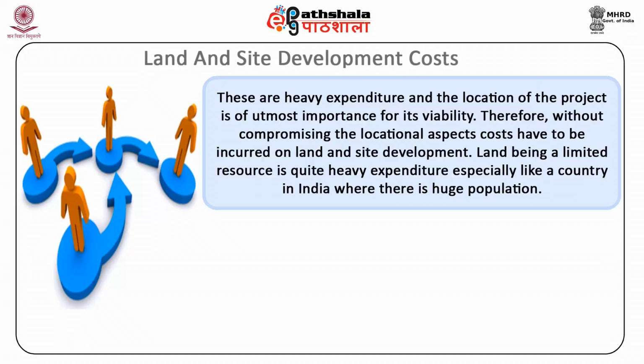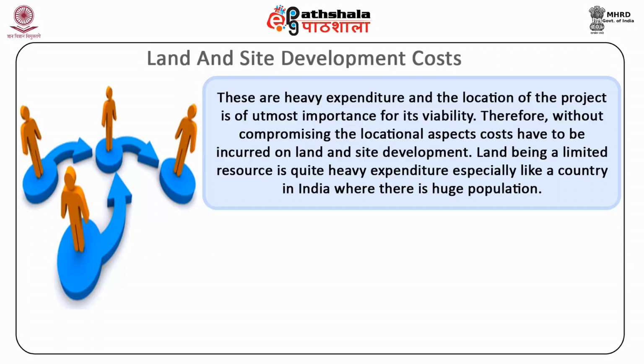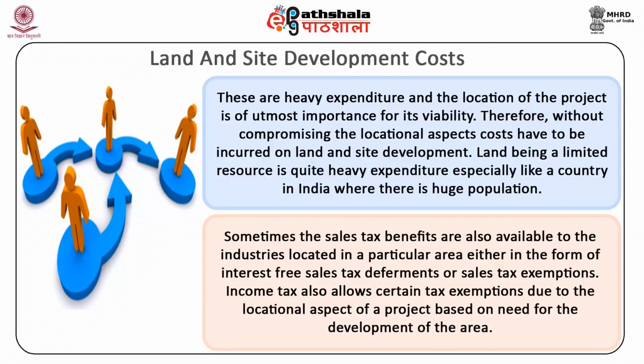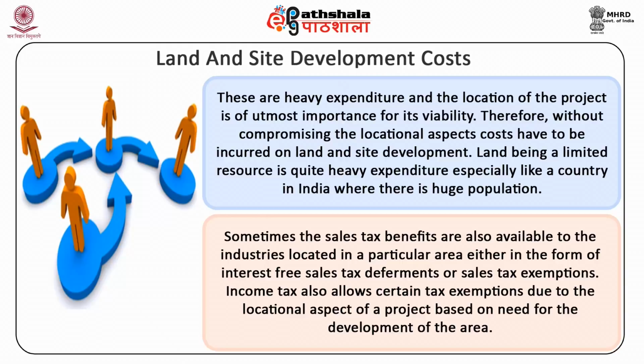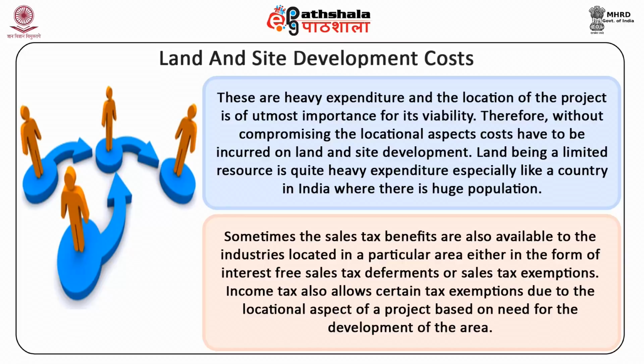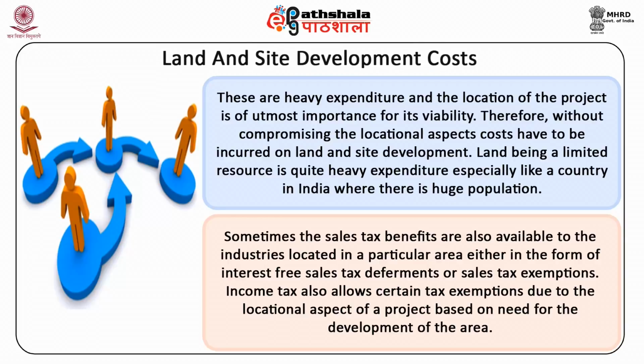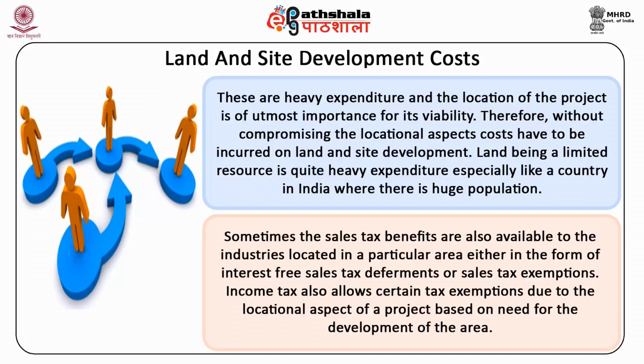For example, whether there is any place where the central or the state government is giving subsidies, being a backward area or so. Sometimes the sales tax benefits are also available to the industries located in a particular area, either in the form of interest-free sales tax, deferments, or sales tax exemptions. Income tax also allows certain tax exemptions due to the locational aspect of a project based on the need for the development of the area.